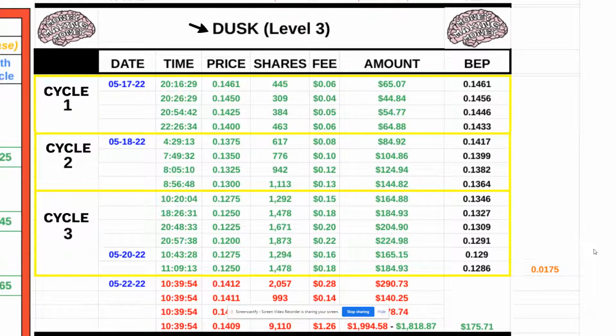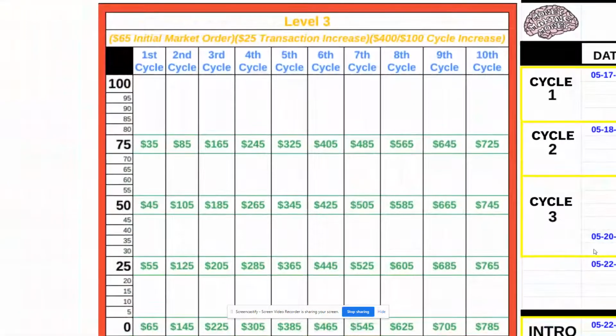All right. So here's an example of one of my days in the game. This one, it was dust. This is level 3, as you can see. So bam, I'm using the level 3 chart. That's my dog, man. Dog trying to get in. All right. So on level 3, my initial payment is $65.